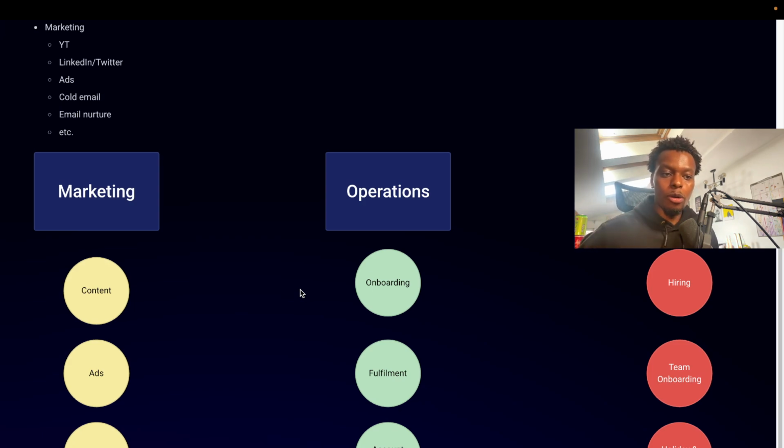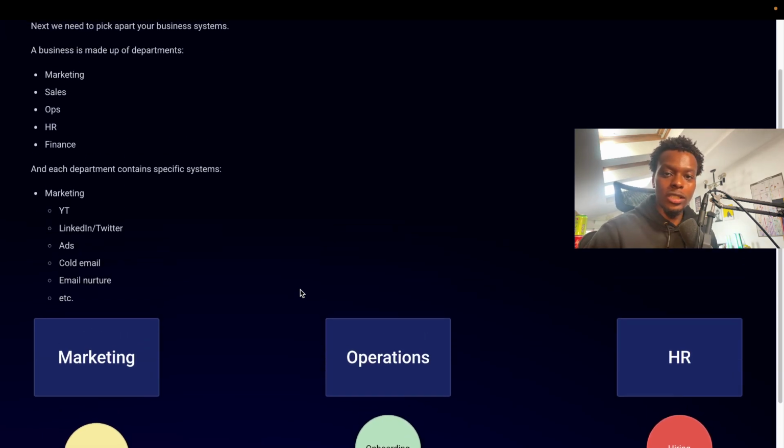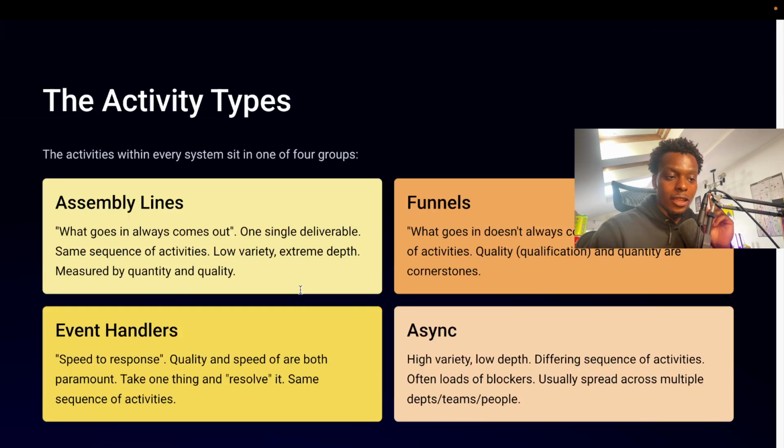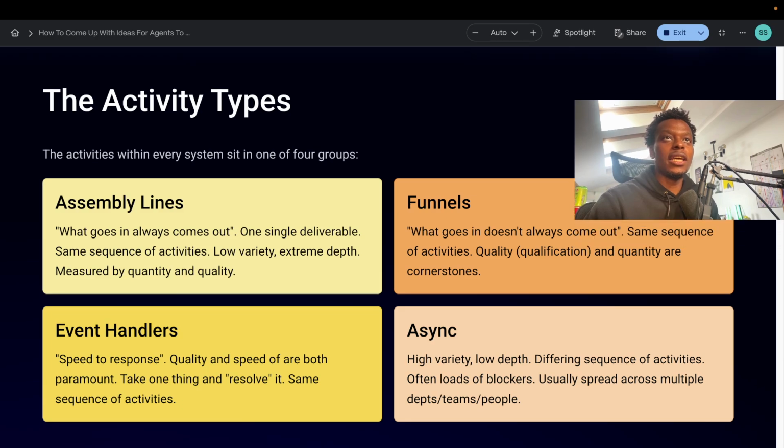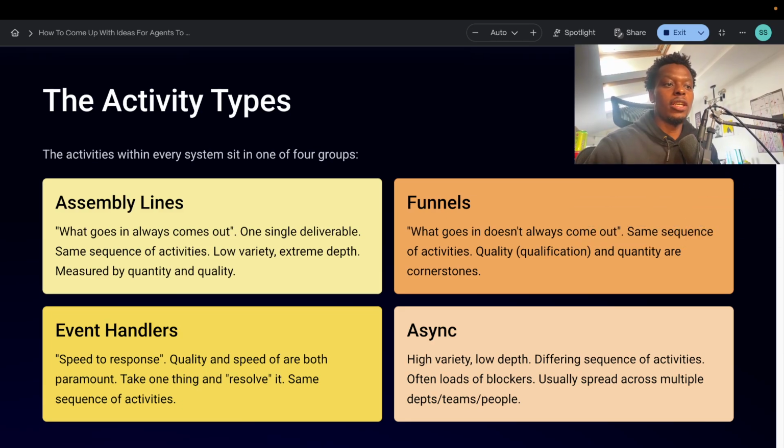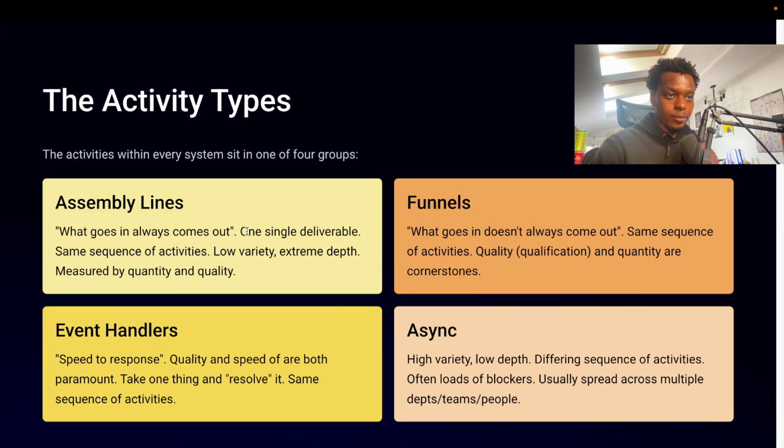So whatever your problem is, the problem lies inside of a department. That department is sat on a system that you own, which includes Slack, CRM, project management, and so on and so forth. And the system has an activity type involved with it. So the activity types are the activities within every system which sit in one of 4 different groups: assembly lines, funnels, event handlers, and asynchronous activity.